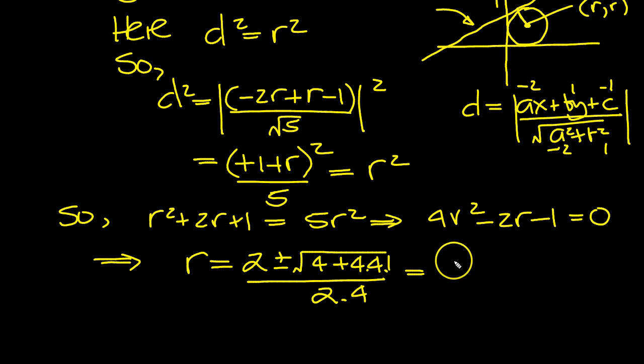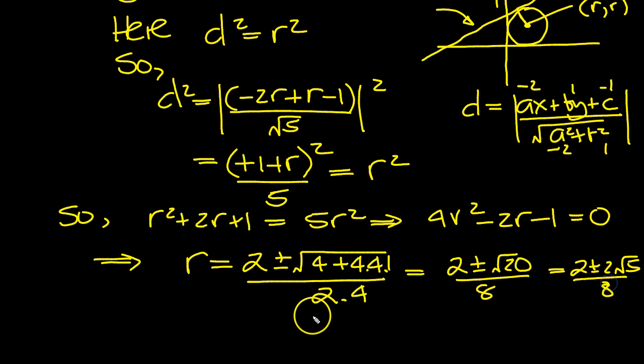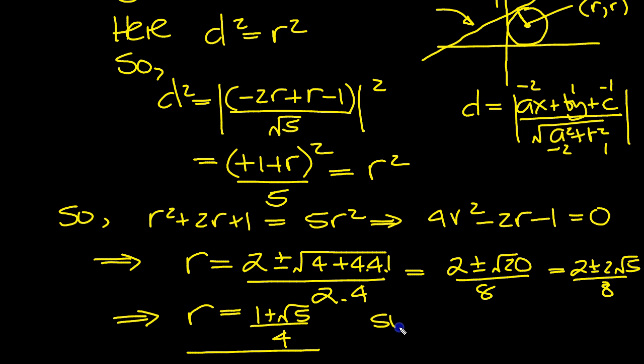So we end up with 2 plus or minus the root of 16 plus 4, which is root 20, and we can take a 4 out there, so it will be 2 plus or minus 2 root 5 over 8. There's a 2 common on the top, so r is equal to 1 plus root 5 over 4, because I've cancelled by 2 top and bottom. The 1 minus root 5 is negative and r is positive, since r is greater than 0. So we only need to take the positive root here, and that tells us what our radius is for our circle.